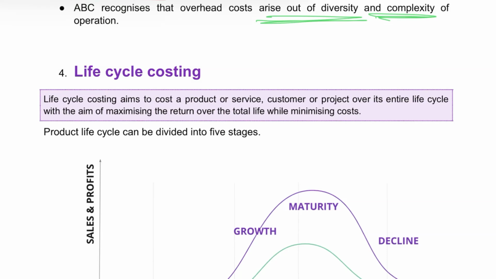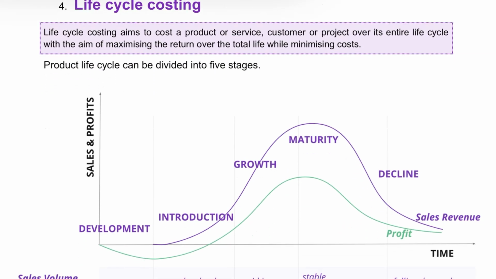Next, if we look at life cycle costing. Now, life cycle costing is, we identify here, this is of course most relevant to a product being produced. We identify that a product might have a life cycle.